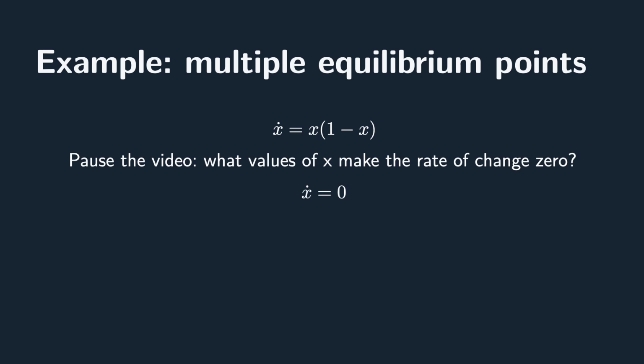At equilibrium, x dot equals 0. So, we set the right-hand side equal to 0. This gives x times (1 minus x) equals 0. A product is 0 if at least one of its factors is 0. So, either x equals 0 or 1 minus x equals 0, which gives x equals 1. Therefore, the equilibrium values are x sub e equals 0 and x sub e equals 1. This shows an important point. A system can have more than one equilibrium point.